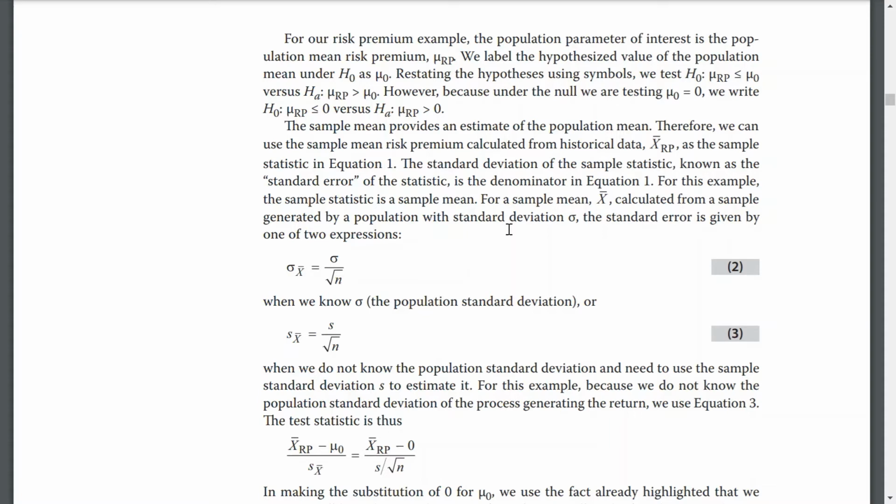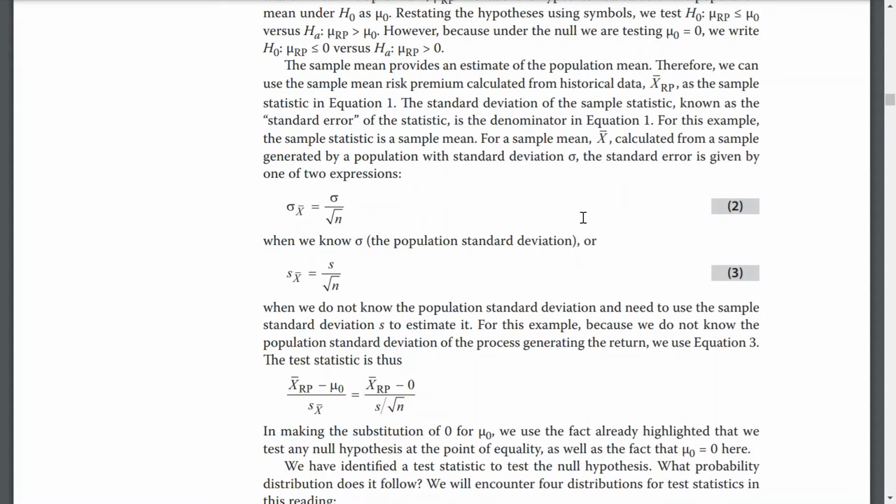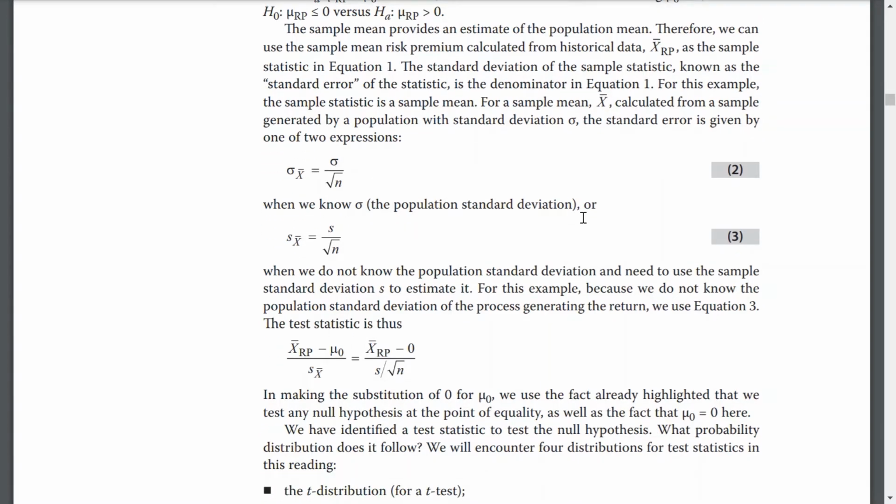The standard deviation of the sample statistic, known as the standard error of the statistic, is the denominator of equation 1. For this example, the sample statistic is a sample mean. For the sample mean x bar calculated from a sample generated by a population with standard deviation sigma, the standard error is given by one of two expressions. The standard deviation of x bar, sigma sub x bar, equals sigma divided by the square root of n, when we know the population standard deviation sigma.